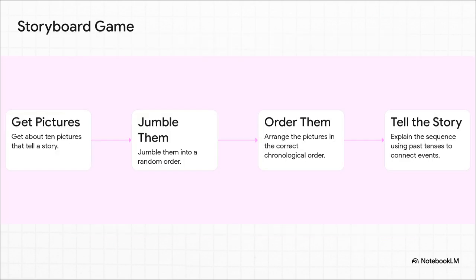So here's a really fun activity called the storyboard game. You grab about 10 pictures that tell some kind of story, mix them all up, and then you have to put them back in the right order. But here's the catch. You have to use past tenses to explain why they go in that order. So you'd say something like, the secretary had prepared the coffee before she tripped. It forces you to use those different tenses together.